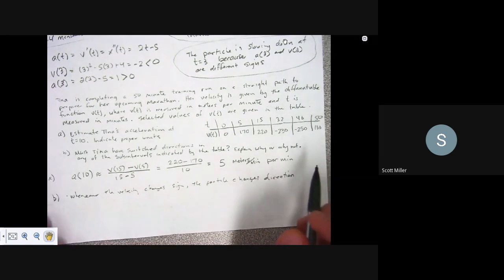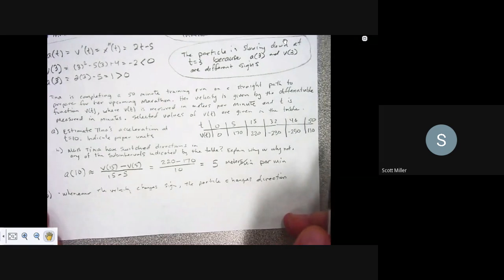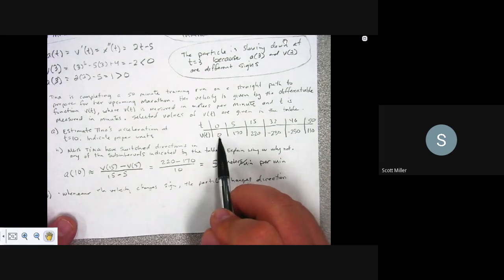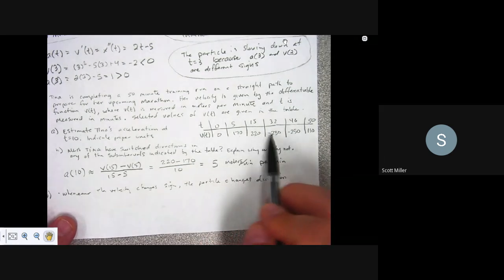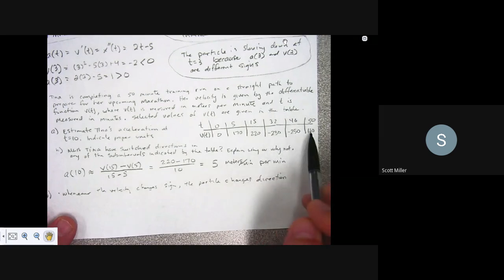Okay, so we want to find out when that happens. So when did the velocity change sign? Here's my velocity. 0 is not a sign. So we have positive, positive, oh, negative, sign change. Negative, negative, positive, that was a sign change. Okay, so what does that tell me?